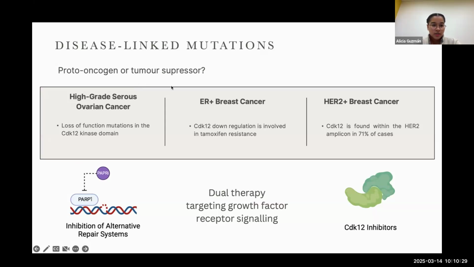For the ER positive ones, it's pretty self-explanatory. We have to target not only the original estrogen signaling that was, again, initially promoting the growth, but we also have to target the second ones that are now coming into play, like MAPK pathways. And finally, because in HER2 positive cancers, we have upregulation of CDK12, which is causing.